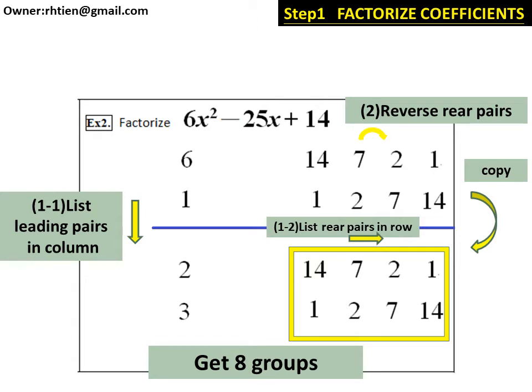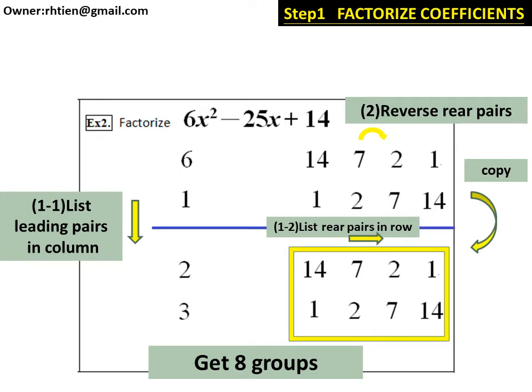In step 1, we need to factorize the leading coefficient and the constant. First, we need to factorize 6. That is, we need to find 2 numbers whose product is 6. So we find the first pair, 6 and 1. The second pair, 2 and 3. And we factorize 14. We find 4 pairs: 14 and 1, 7 and 2, 2 and 7, 1 and 14.